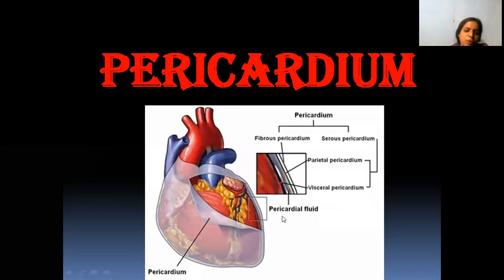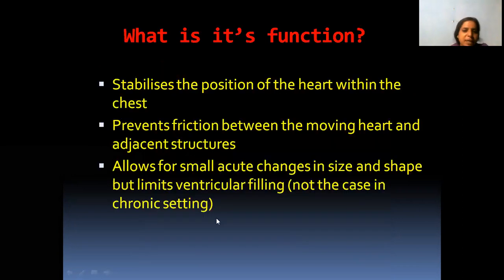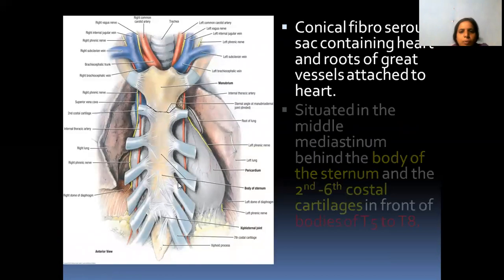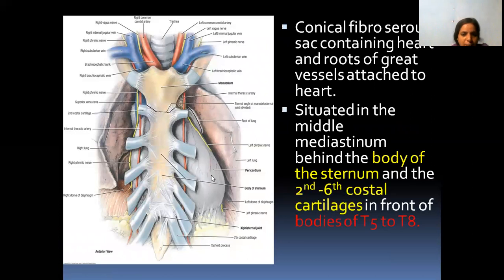The outermost protective covering that we have over the heart is the pericardium, which is giving stability to the heart. It also prevents friction between the moving heart and adjacent structures. It also does not allow acute changes, for example if there is excess filling, it limits ventricular filling, though not in chronic settings. So this is our pericardium.